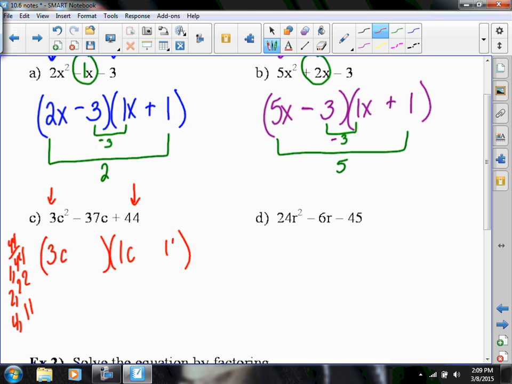So let me put the 11 here and the 4 here, and then I'll check my outers and inners. And if they're not right, then I'll flip-flop the location of the 4 and the 11. And if that doesn't work, then I'll just get rid of the 4 and 11 altogether, and I'll try the 2 and the 22. Okay, so outers gets me a 33. That's good. Inners gets me a 4. Oh, that's very good, because now 33 and 4 can get me to a negative 37 if I make both of them negative.